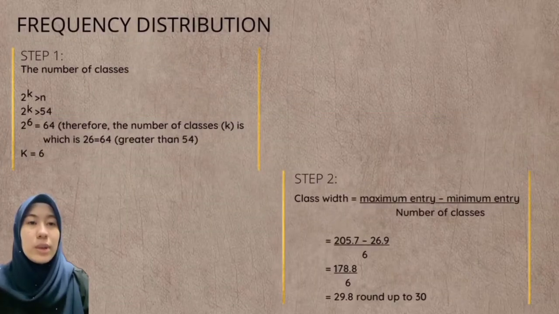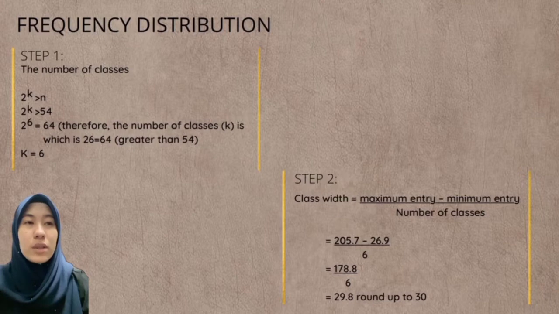In order to determine the class, we will use the formula 2^k is greater than n. n is the sample size, so our sample size is 54. We let k be 6, so 2^6 equals 64, which is greater than 54. So our recommended number of classes is 6.